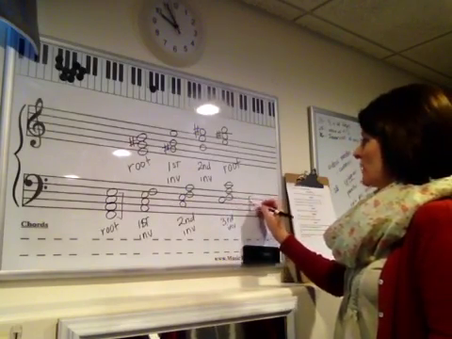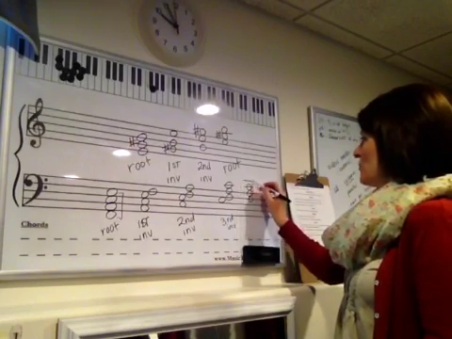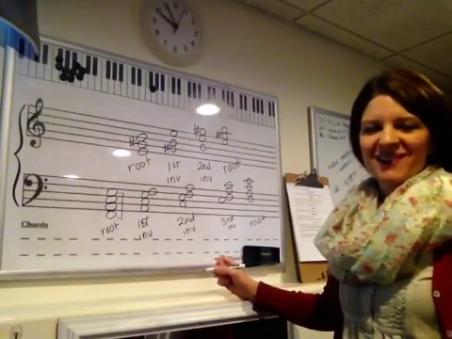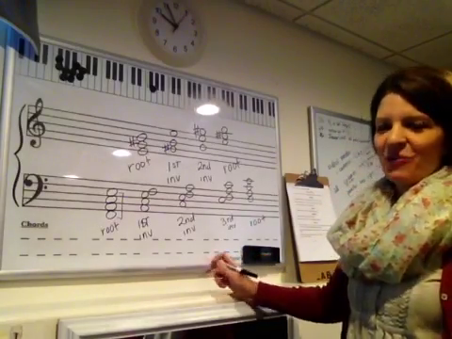Take your E off the bottom, keep the F, A, C, put your E on top, and we are back to root position. That's how you invert a triad or a seventh chord.